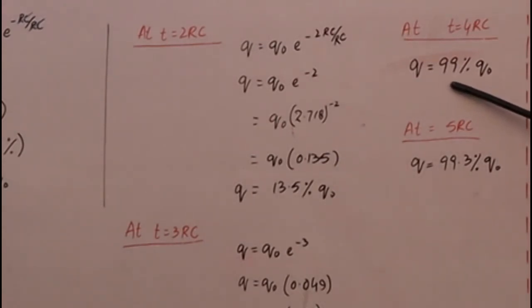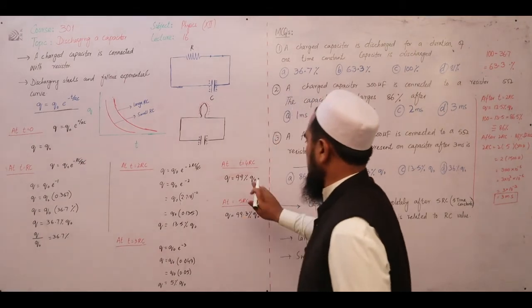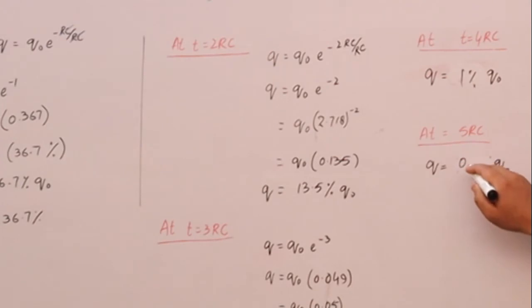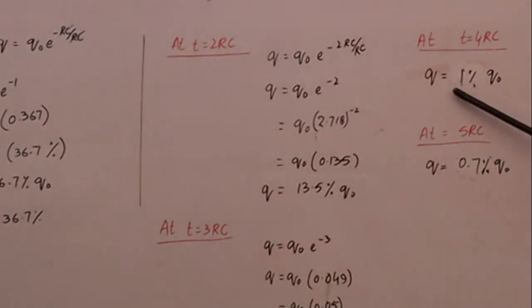The capacitor discharges 99%. There is a bit of a mistake over here. Let me change it. It is 1% and it is 0.7%. Now after 4 time constants we have 1% charge on the capacitor. We have 0.7% of the maximum charge on the capacitor after 5 time constants. Okay, so after 4 time constants 99% charge is lost by the capacitor. After 5 time constants, 99.3% charge is lost by the capacitor during discharging.